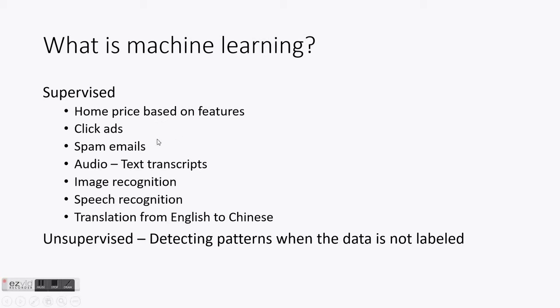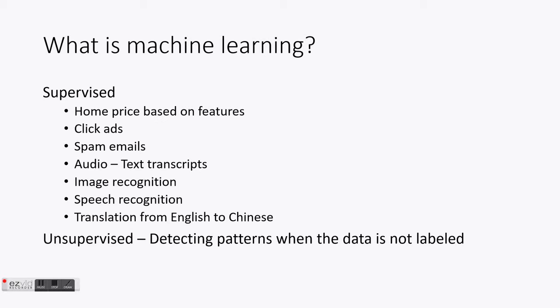And then here's another important supervised machine learning application, which is spam emails, to detect whether emails are spam or not spam based on the subject of the mail and the contents of the mail. Audio transcript, getting the transcript given the audio speech, image recognition, speech recognition, for example, your Siri or Alexa or Google Home, and then machine translation, so translation from one language to another. Unsupervised machine learning is when we use machine learning to detect patterns when the data is not labeled.